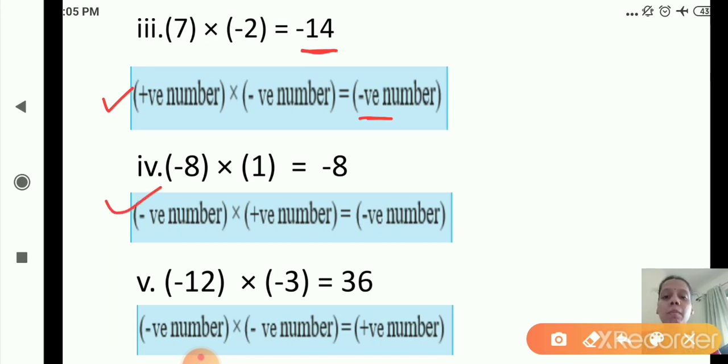Next is minus 8 multiplied by 1. First number is negative and the second number is positive, then the answer is a negative integer or negative number. So 8 multiplied by 1, 8 ones are 8, and you will write minus 8, because the first number is negative and the second number is positive. So minus times plus is minus. Now the next one, minus 12 multiplied by minus 3. 12 threes are 36, right? Then the first number is negative and the second number is negative. In the multiplication the first integer is negative and the second integer is negative. So minus minus becomes plus, right? So in the answer the product is a positive number or positive integer.